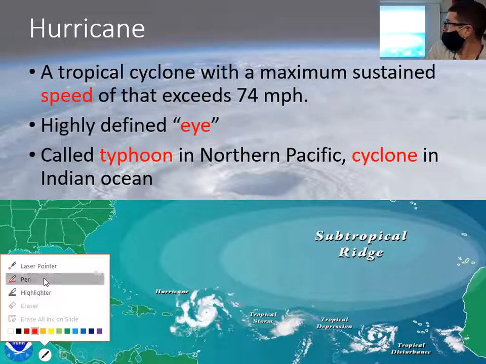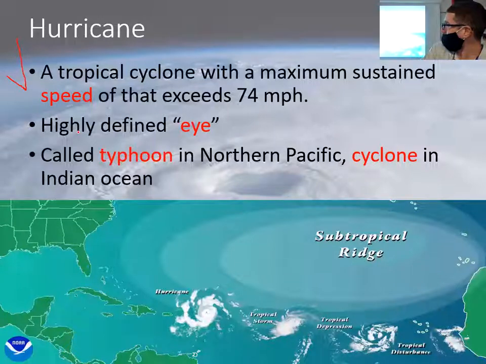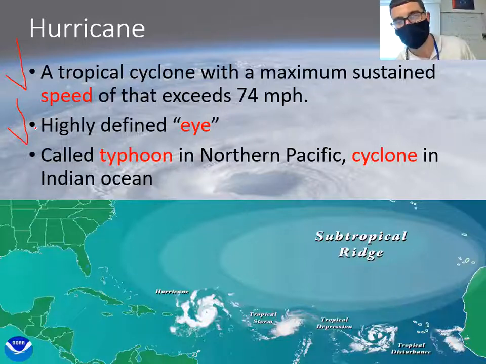So in order for something to be a hurricane, now we're going to keep this. It's got to be a tropical cyclone with a maximum sustained speed that exceeds 74 miles per hour. So I'm going to give that a check mark. We're going to keep that. That's a good one to write down. We need that highly defined eye, okay? If it doesn't have an eye, it's going to end up being a tropical storm, okay?